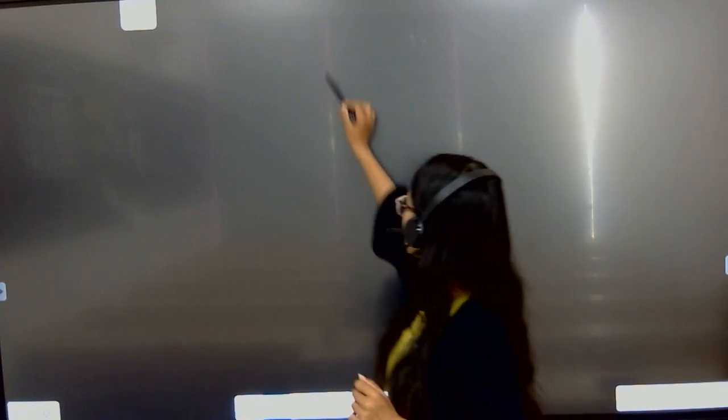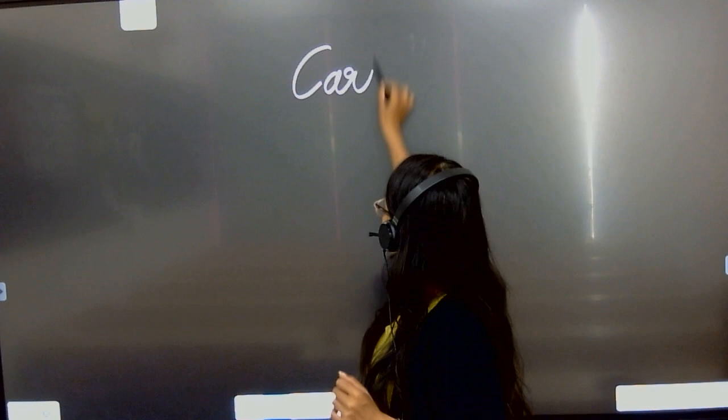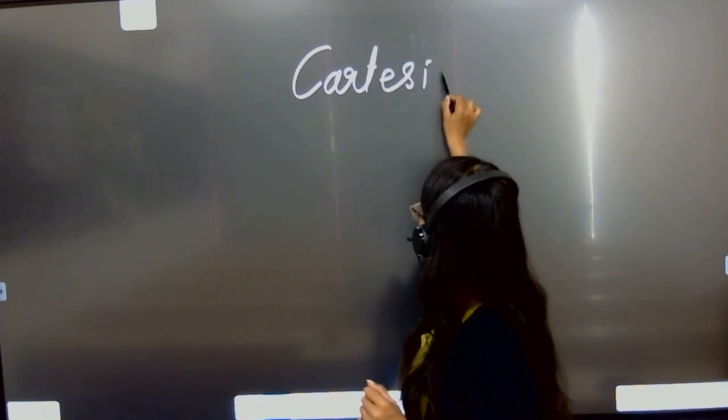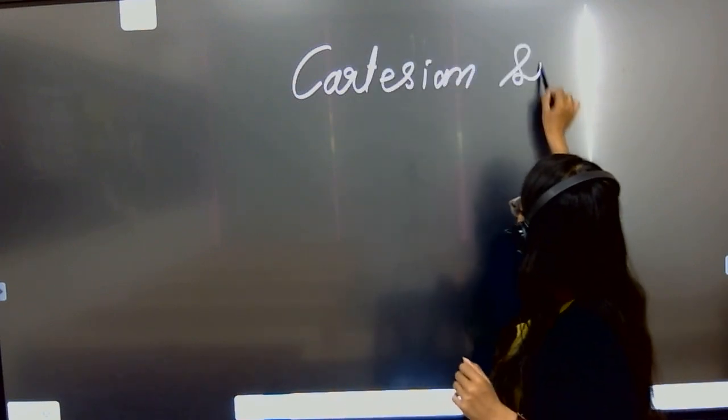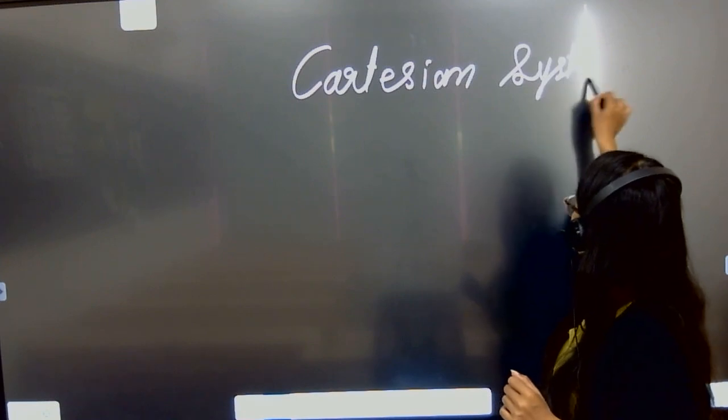So let's see, in today's lecture I'm going to discuss the Cartesian system. Okay, so it's very important. In a Cartesian system, you must have knowledge about the quadrants and what the origin is.